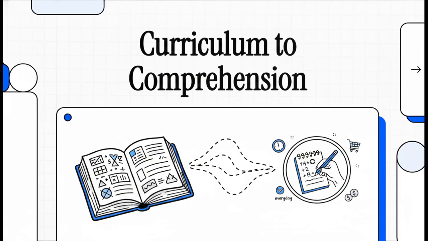Welcome to The Explainer. Today, we're taking a really fascinating macro to micro journey. We're going to start super wide, looking at the whole landscape of the 7th grade syllabus, and then we're zooming all the way in to solve a very specific everyday math problem. So let's jump right in.